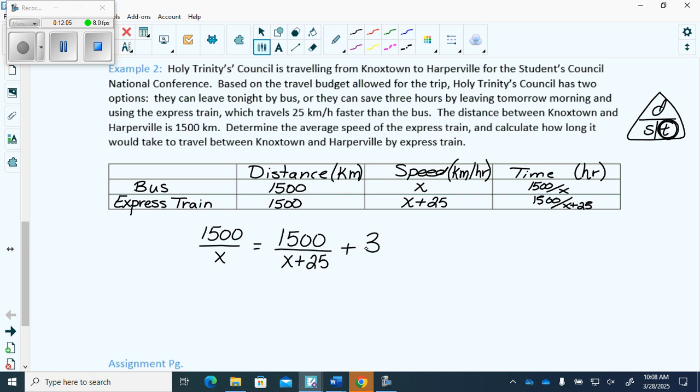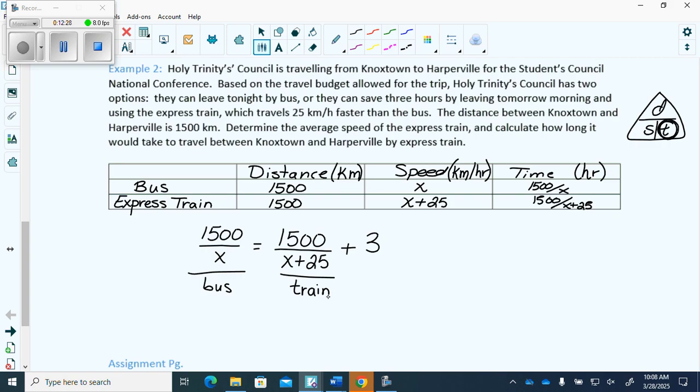Because the bus is here. You guys will always put it on the wrong one, just so you know. This is the bus time. This is the train time. If I want them to be equal, I have to add 3 hours onto the train time to make it arrive at the same time as the bus, correct? Because it's 3 hours faster. You guys always want to take 3 off of it, which makes it arrive even faster.